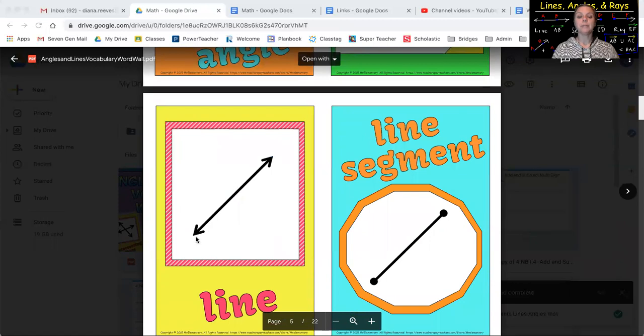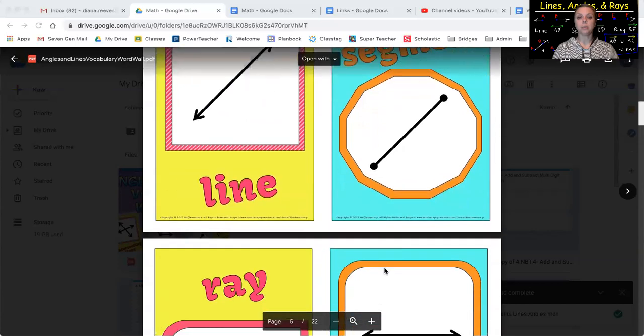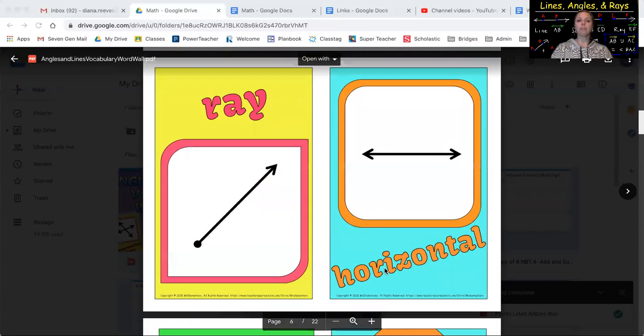A line doesn't have any endpoint in any direction, and a line segment actually has two endpoints. So it does have two endpoints on both sides. A ray has one endpoint and then keeps going.